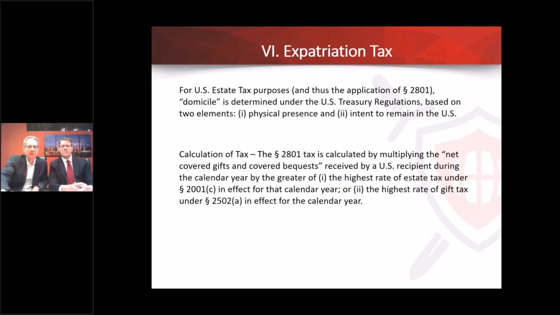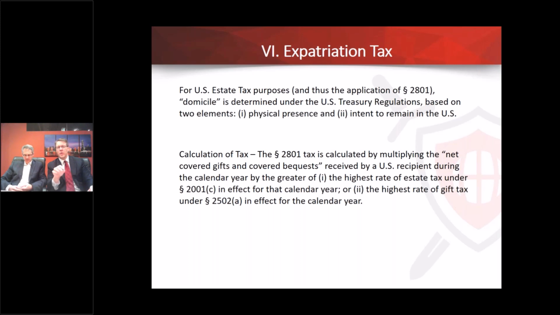And then of course, that's the calculation. Yeah, talk about the calculation there. It's pretty straightforward. And then I have an example on the next page. But the key thing is, as we talked about before, the U.S. estate tax and all the transfer taxes are based on the concept of domicile. And it's important to understand what that actually means. It's physical presence and an intent to remain. You have to have both.